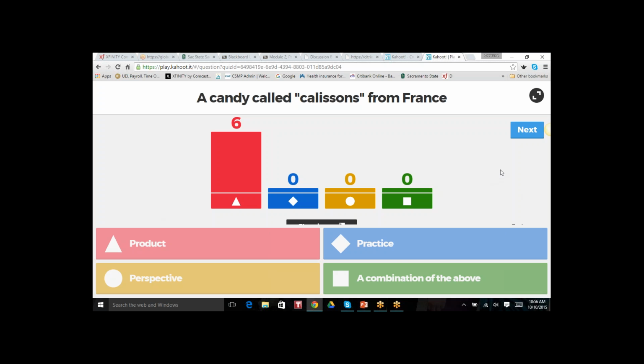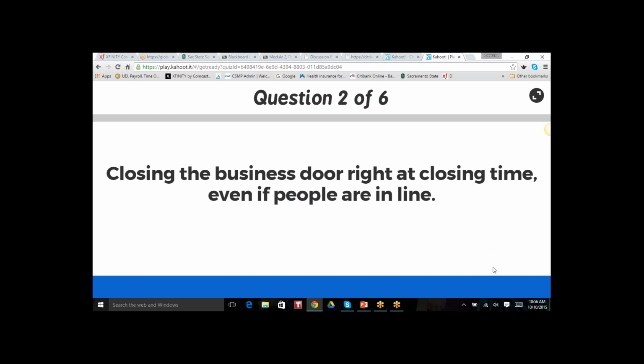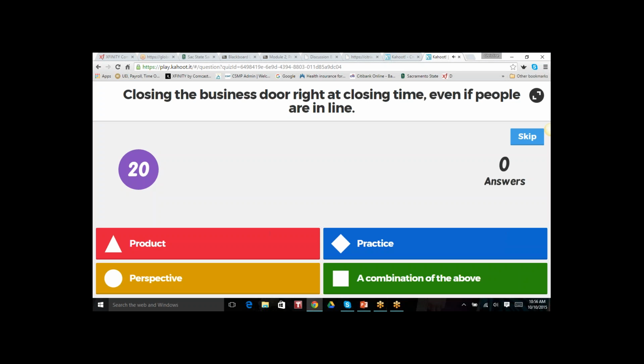Probably a product for sure. Potentially a practice, because I believe there's also a tradition of giving them as sort of like favors to visitors who come to your house. And then ultimately potentially a perspective, because it's associated with a particular celebration, and it's the renewal of the spring and celebrating new life and so on. Okay? All right, let's move on. Next one. Okay, closing the business door right at closing time, even if people are in line.